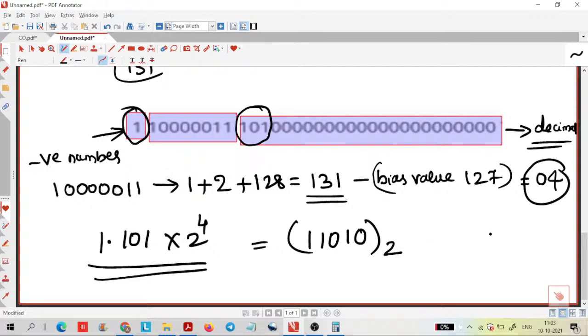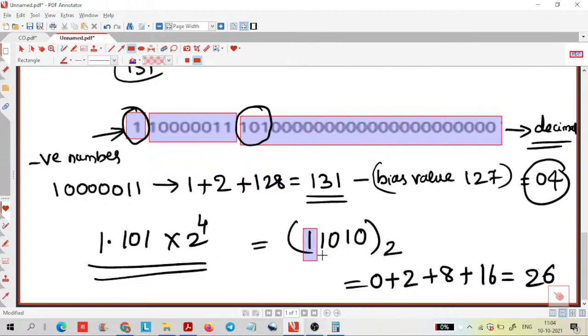Now just check what is the decimal value of this? 2 raised to 0, 0, 1, 2 raised to 1, 2 raised to 2, 2 raised to 3, 2 raised to 4. Okay, 26. And this particular sign indicates it is a negative number. Okay, so we got the minus 26.